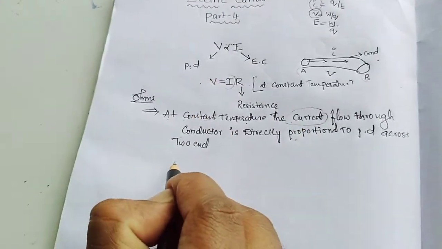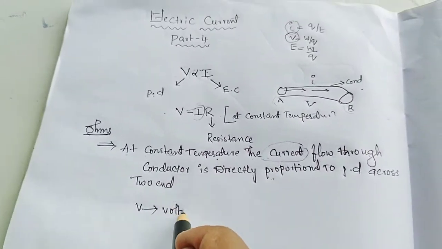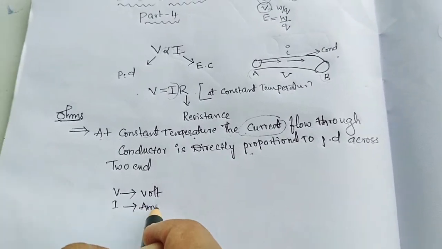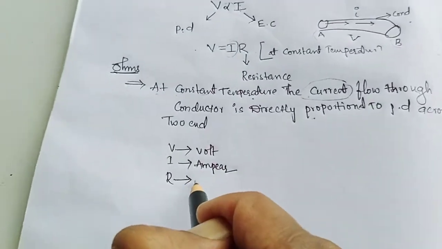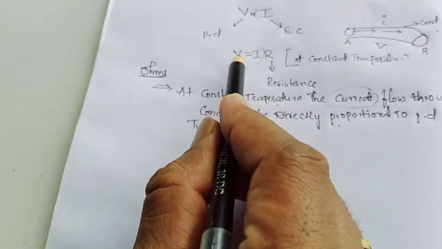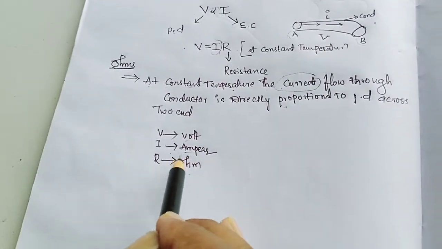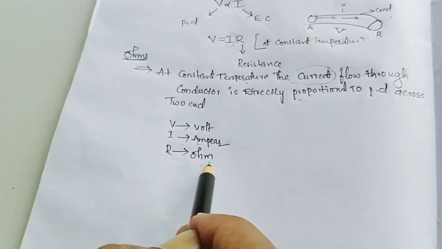As you know, V is measured in volts, I is measured in amperes, and R is measured in ohms. So potential difference is measured in volts, electric current in amperes, and resistance in ohms.